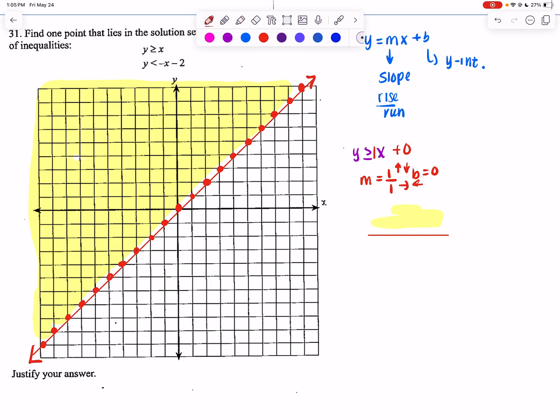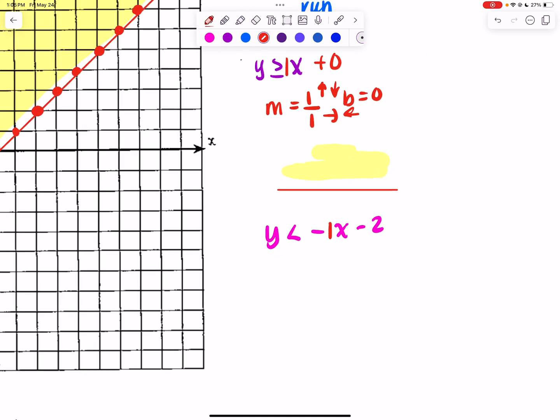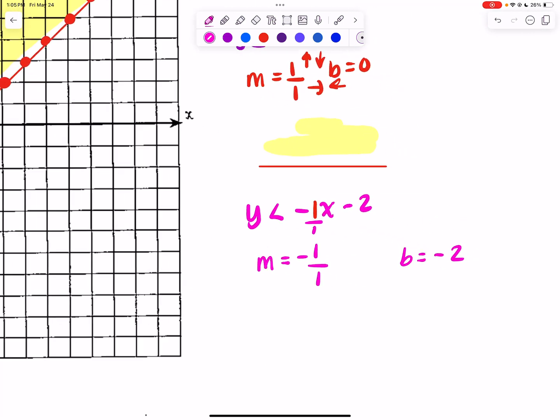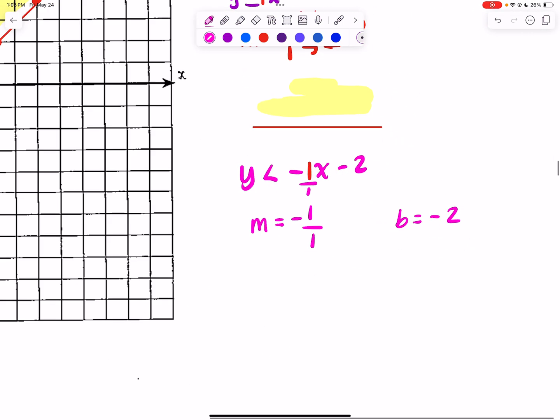I'm going to now graph my other inequality, which is y less than negative x minus 2. But again, I'm going to put a 1 in front of there. That way I remember it's a slope of negative 1. So I identify my slope, which is going to be negative 1 over 1, because remember, this is really over 1. And my y-intercept is negative 2. Now, this says less than. So it's not going to be a solid line. It's going to be a dashed line.